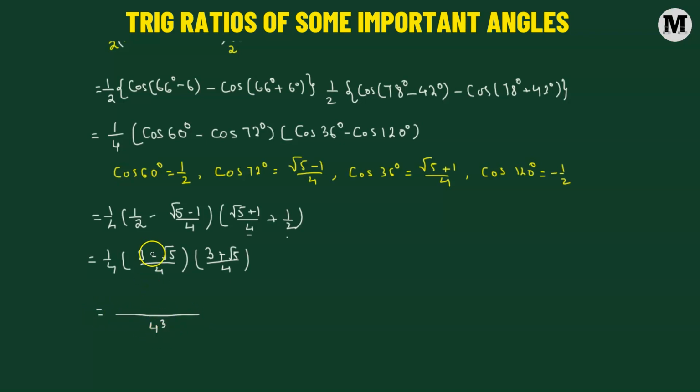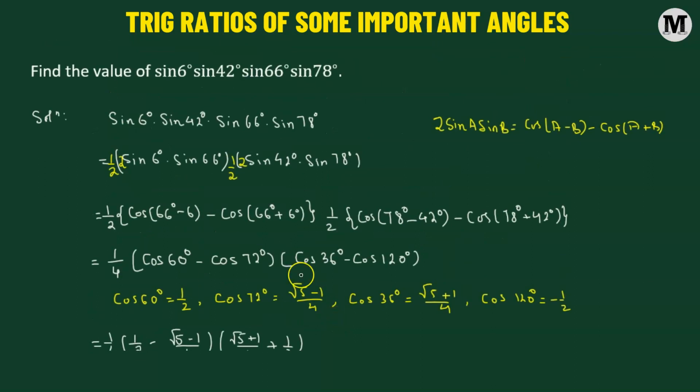Fine. Now in the denominator we have 4 multiplying itself 3 times, so we have 4 cubed, and in the numerator we have the product of 3 minus square root of 5 and 3 plus square root of 5, which is simply the difference of squares. So we have 3 squared minus 5. So this will be equal to 1 over 4 squared, and 4 squared is 16. So that means this is going to be the final result of the trig expression, sine 6 degrees, sine 42 degrees, sine 66 degrees times sine 78 degrees. We have got 1 over 16.